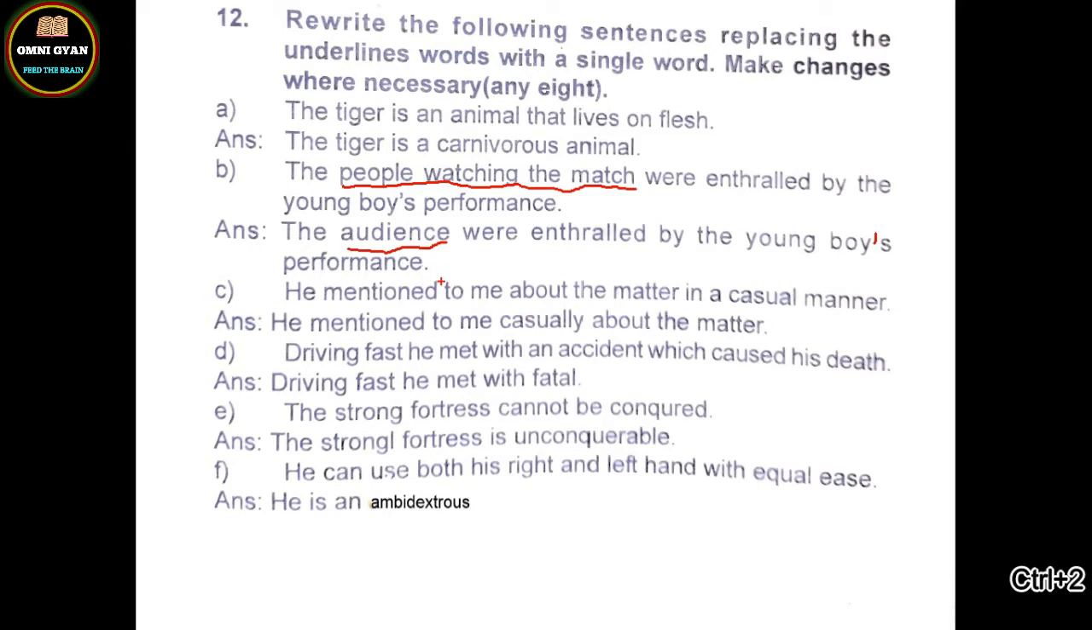Okay, next one. He mentioned to me about the matter in a casual manner. In a casual manner should be underlined here. So he mentioned to me casually about the matter, or you can write in this way also: he mentioned to me about the matter casually. In either way you can write. Casually is the word actually. This one word is actually casually. In a casual manner is casually.